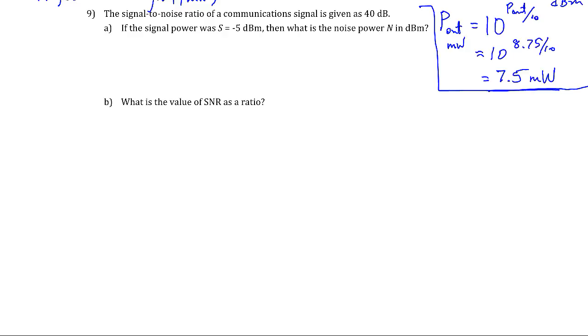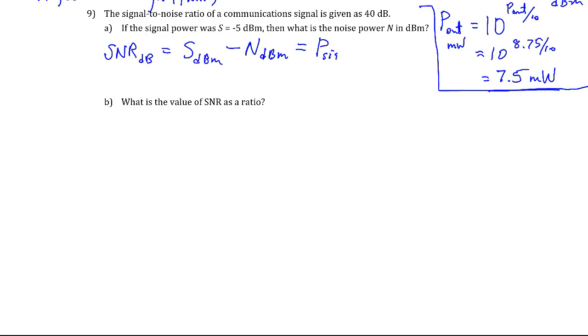What I'm going to do is write down the equation that the SNR in dB units is the signal power in dBm units minus the noise power in dBm units. We might also write instead P signal minus P noise and put dBm here to remind us. Okay. In any case, it's the signal minus the noise.